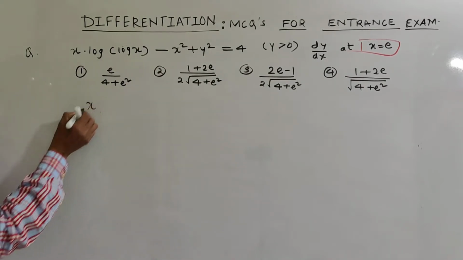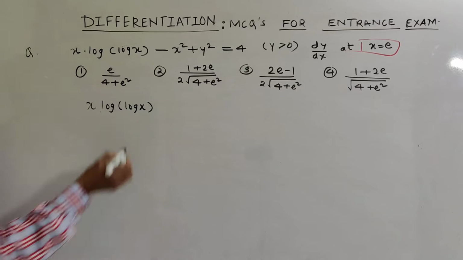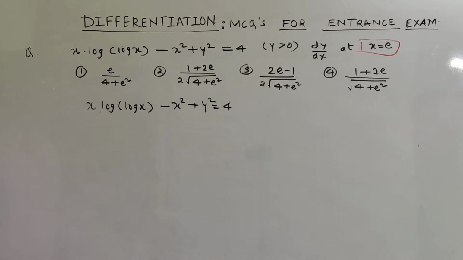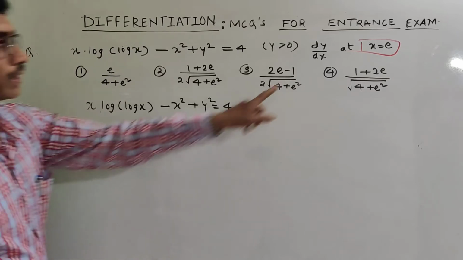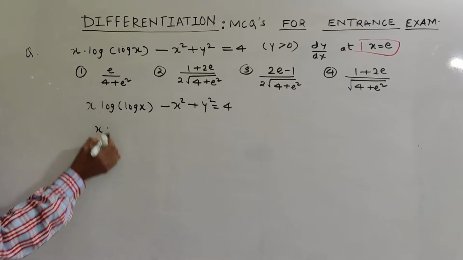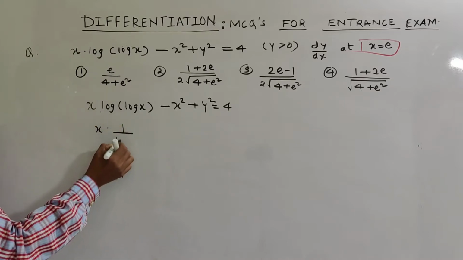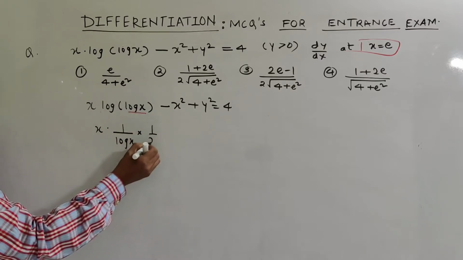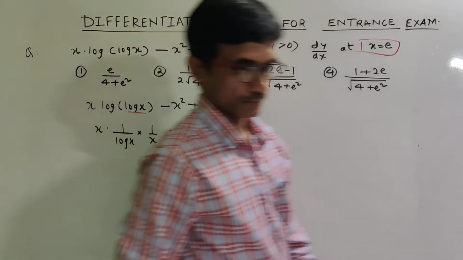So x log of log x minus x square plus y square is equal to 4. We differentiate it with respect to x, so that dy by dx we will get. Derivative of this is what, x upon log of x, and this derivative of log of x will be 1 by x, plus log of log x.